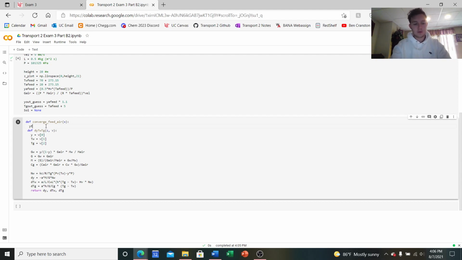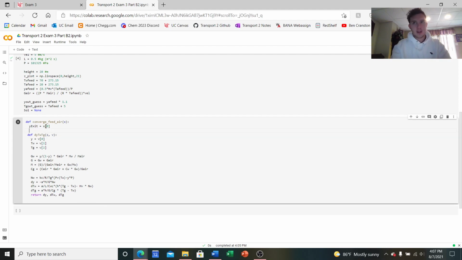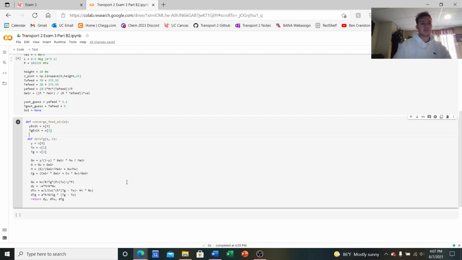One thing we want to do is set up our mole fraction exit value to be the first value in the array that it's going to be generating. So we want that to be x0, representing the first value. And we also want to set up the gas temperature exit value for the exit feed, which is also going to be an input into that same array.